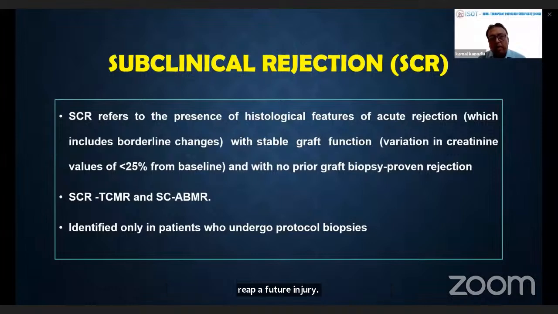Now, coming to the main purpose of the protocol biopsy, it is the subclinical rejection, known as SCR. SCR refers to the presence of histological features of acute rejection, which also includes borderline T-cell mediated rejection, with stable graft function. That means there is a variation in creatinine value of less than 25% from baseline, with no prior biopsy-proven rejection. This SCR could be T-cell mediated rejection or antibody mediated rejection. And these SCR rejections can be identified only through protocol biopsies.